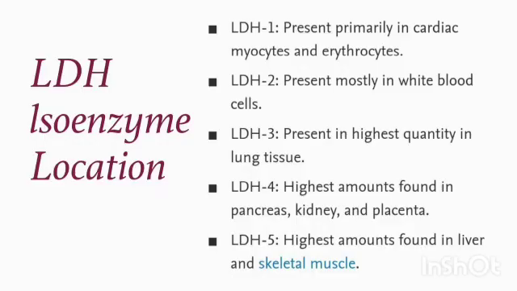So let us now see the location of the LDH isoenzymes precisely. LDH1 is primarily present in cardiac myocytes and erythrocytes. LDH2 is present in white blood cells. LDH3 is present in highest quantity in lung tissue. LDH4 is present in highest amounts in pancreas, kidney and placenta. LDH5 is highest in amount in liver and skeletal muscles.